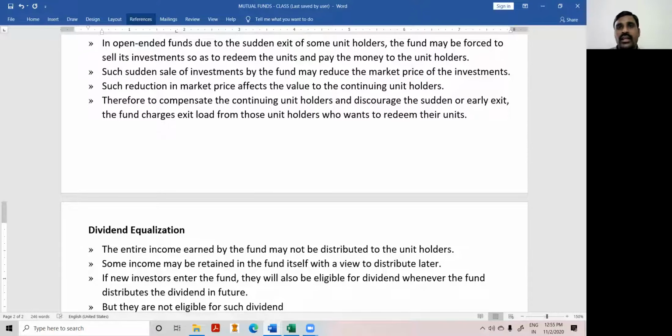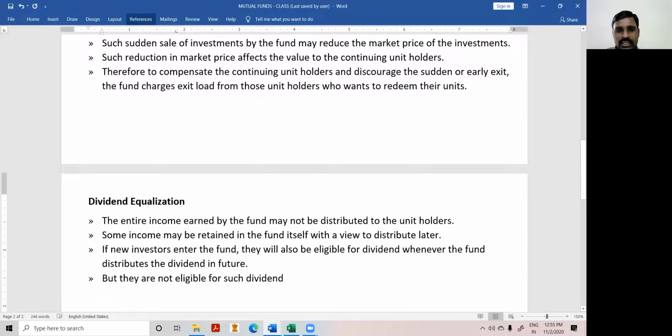Though newly entered unit holders have a legal right to receive the dividend, logically speaking, on an equity basis, they are not eligible for such dividend.